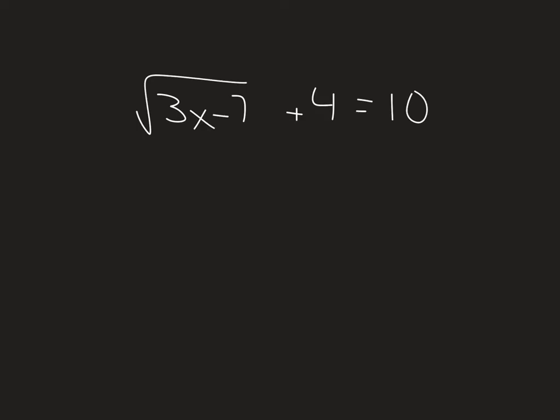Okay, friends, let's go ahead and try to solve some of these. So in this case, we have a square root, and then we have just some numbers. So my first goal is let's get that square root by itself, because once we have the square root by itself, we can make it go away. So let's subtract 4 from both sides. Now let's square both sides.